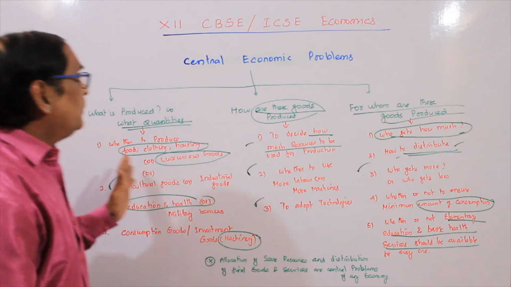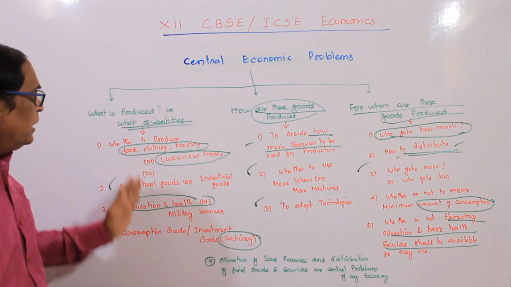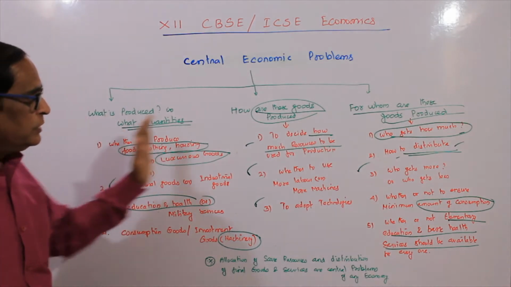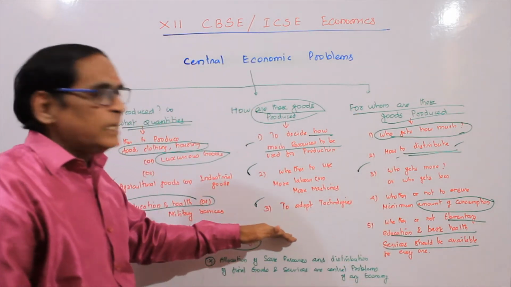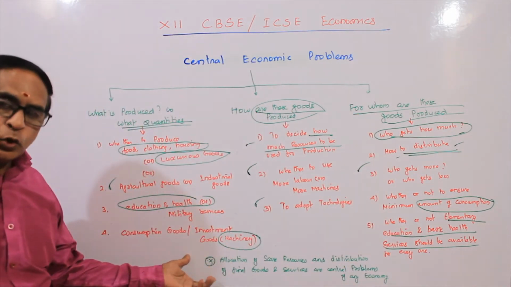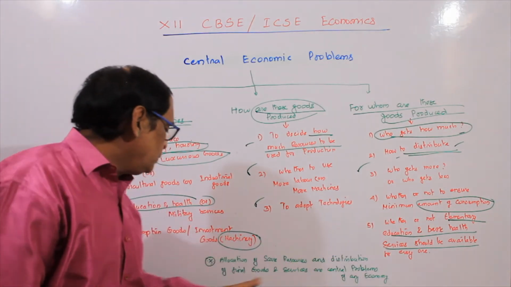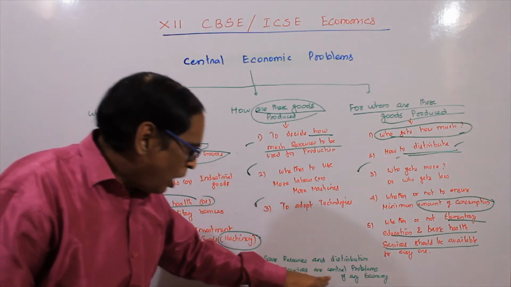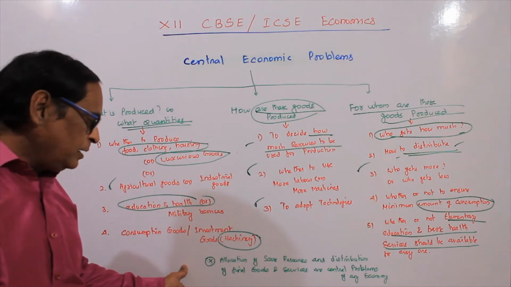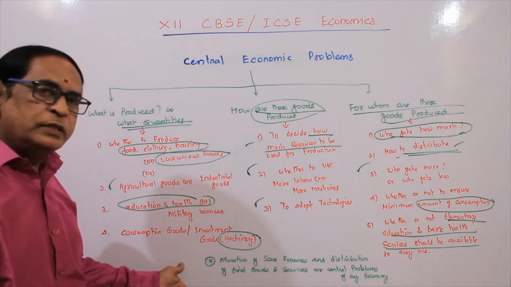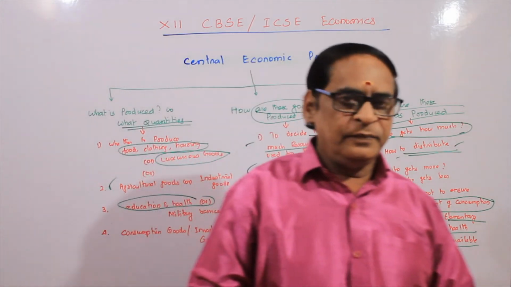So if this question is asked in the exam, you have to explain each and every category. The first category is what is produced, the second category is how it is produced, and the third category is for whom it is to be produced. So this is the central economic problem. At the conclusion you have to write like that: allocation of scarce resources and the distribution of final goods and services are the central problems of an economy.